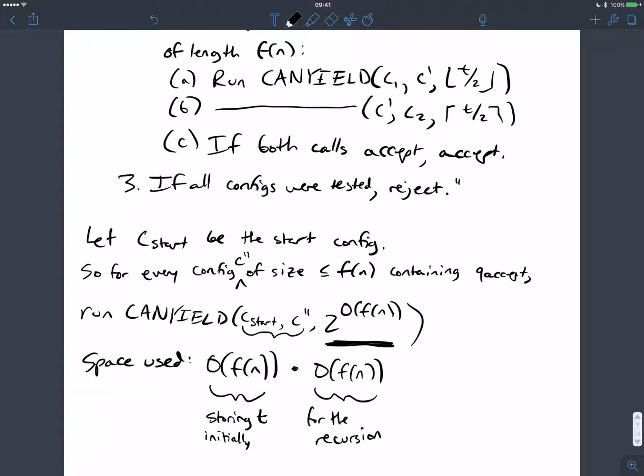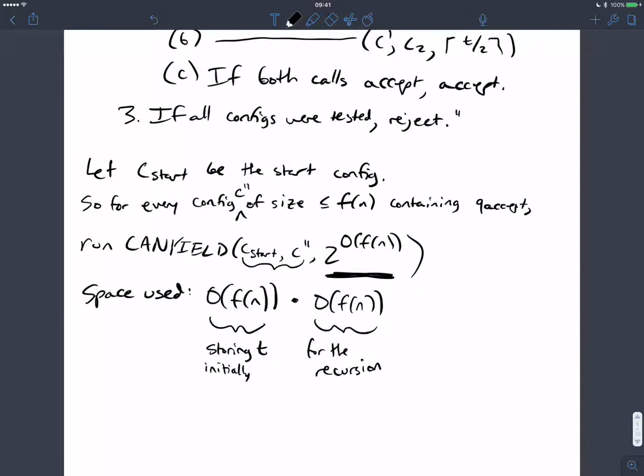But once I get the CANYIELD calls out of the way, I can just store those 2 bits, which is a constant amount. And once the recursion goes back up to a higher level, I don't need to store that bit down there anymore. So I'm reusing space. So in fact, this is all the space I need to store the initial time, as well as the original two configurations, as well as for the recursion. And so that gives us f of n squared space.